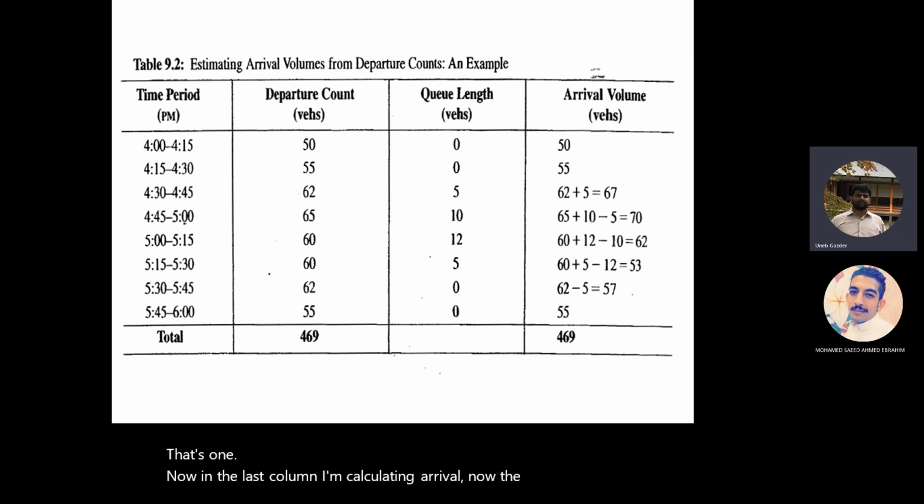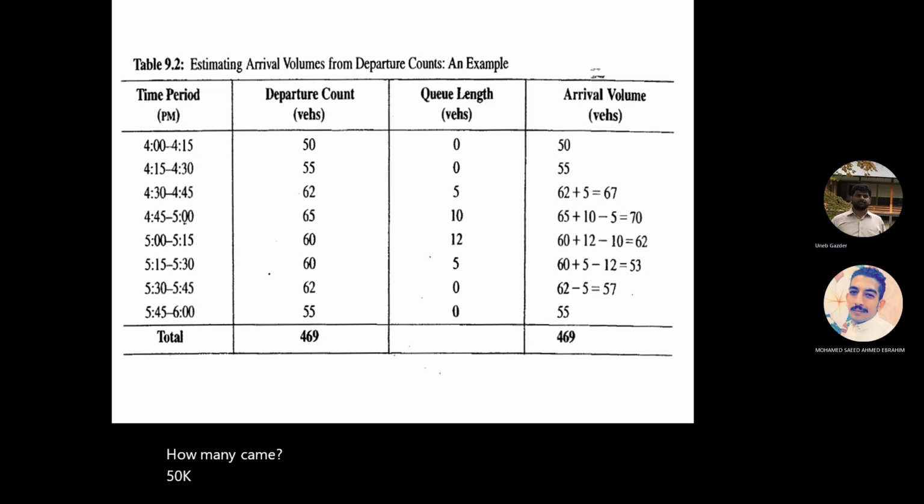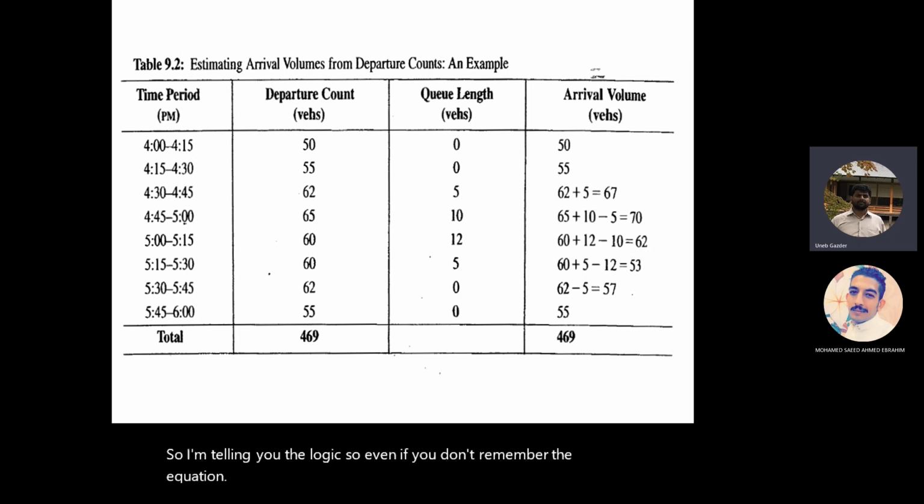The first two values are very easy. How many vehicles left? First value, 50 vehicles left. How many vehicles in the queue? 0. So how many came? 50 came, and all of them left. No queue, so that means all of them. Third value. I'm telling you the logic, so even if you don't remember the equation or don't know how to use it, it's just simple logic. Plus minus this and this, simple logic.